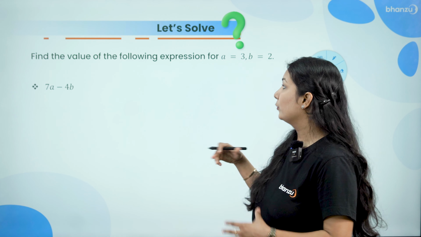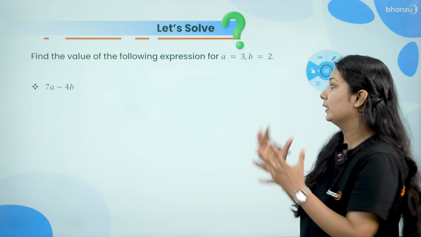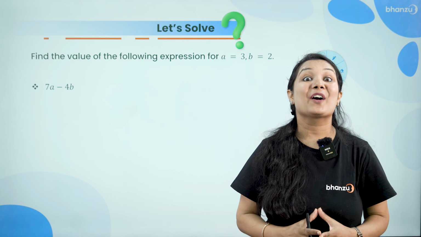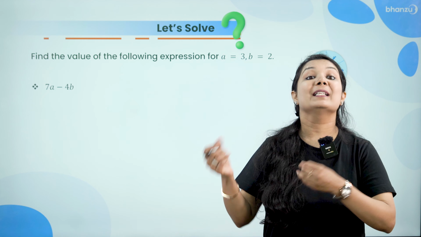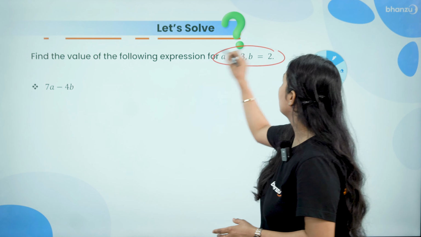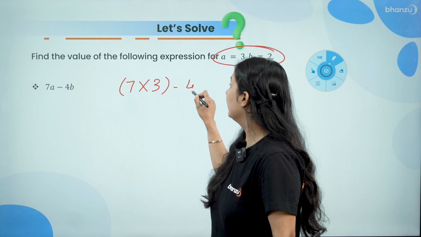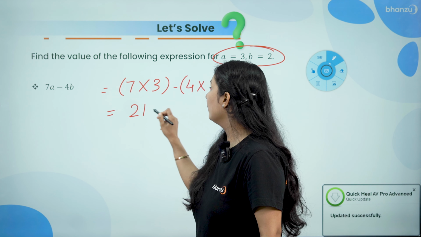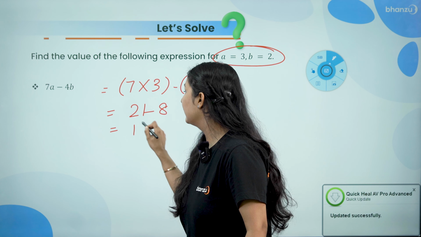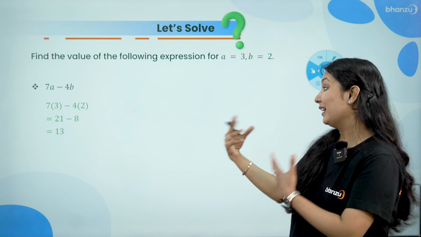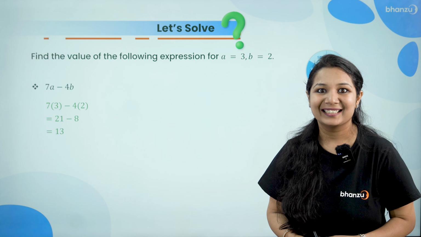Let's move ahead, and I hope all of you are excited for this one because here we have two variables. Like I told you, whenever you have to find the value of an expression with two variables, we are going to substitute the value of both variables in that expression. Here we are given a is equal to 3 and b is equal to 2. So 7 into a, which is 3, minus 4 into b, which is 2. 7 3s are 21, 4 into 2 is 8. So 21 minus 8 is 13. This is how we get our answers.